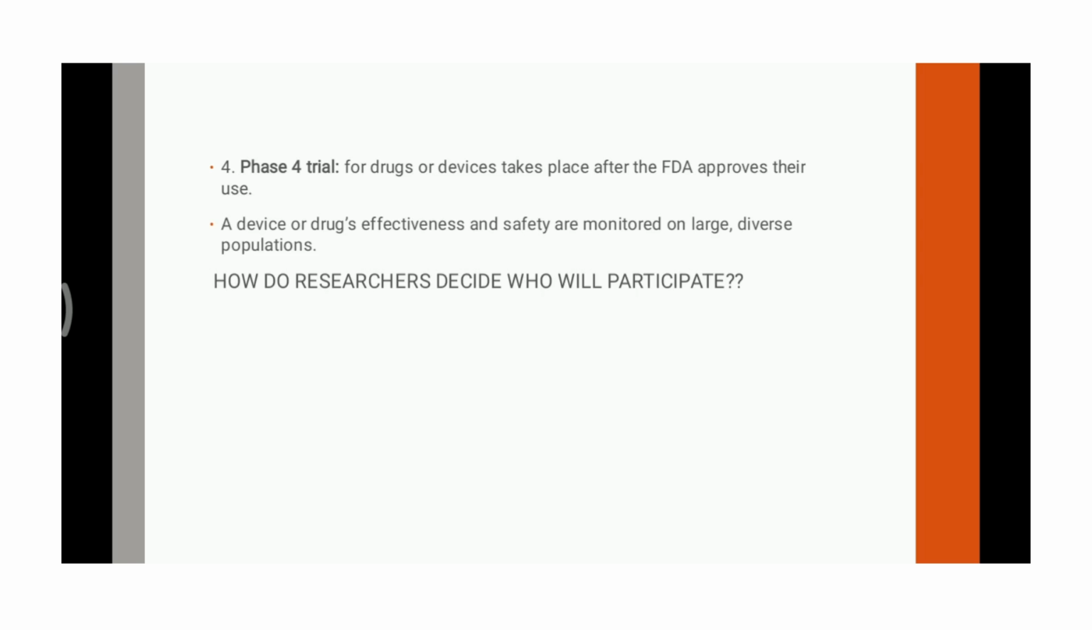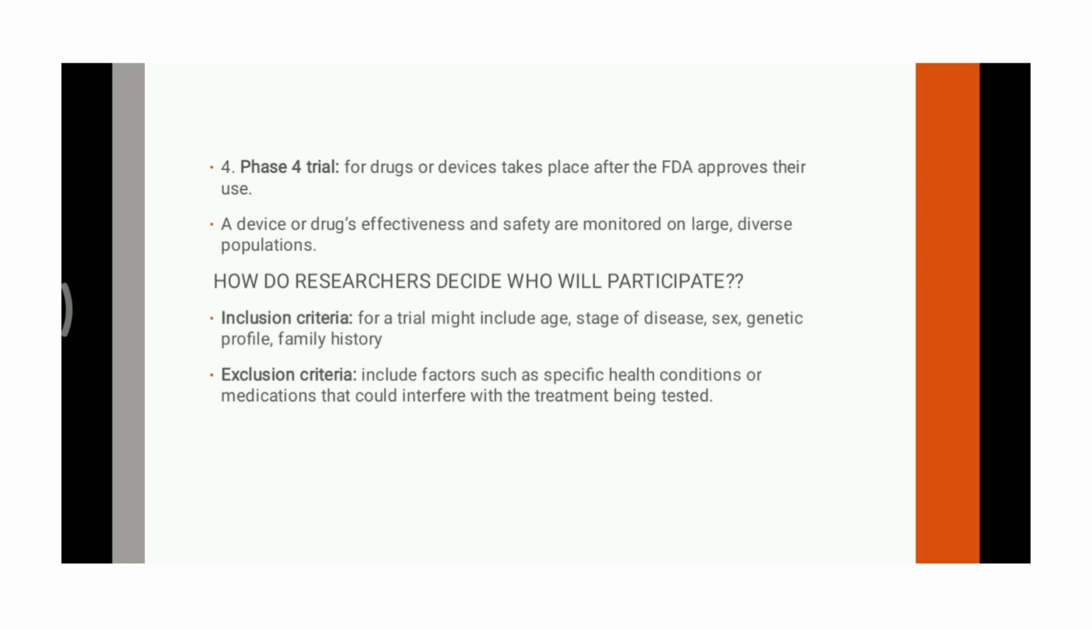Basically we have two terms, inclusion criteria and exclusion criteria. Inclusion criteria for a trial might include the age of the subject, stage of the disease, sex, whether female or male, genetic profile of the subject, and also family history of the subject. These are the inclusion criteria the investigator has to check in case of subjects who are undergoing clinical trials.